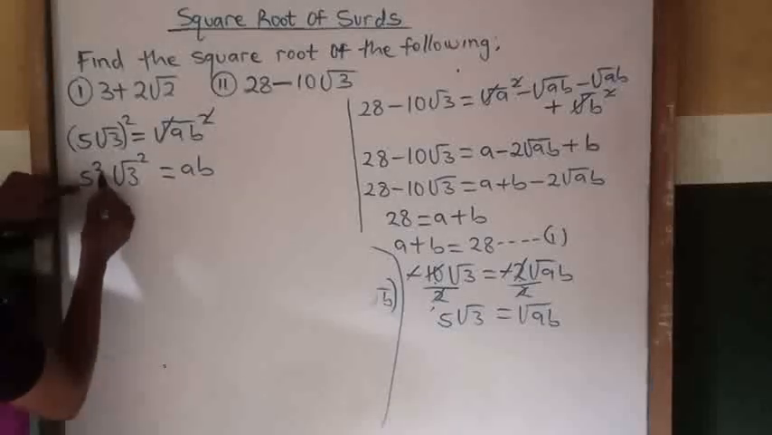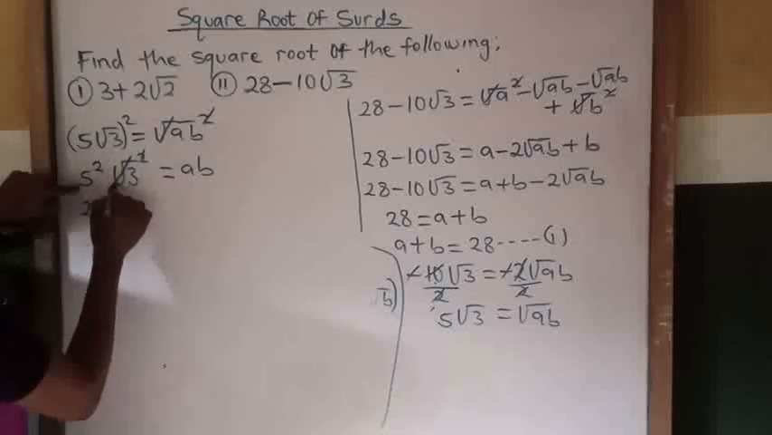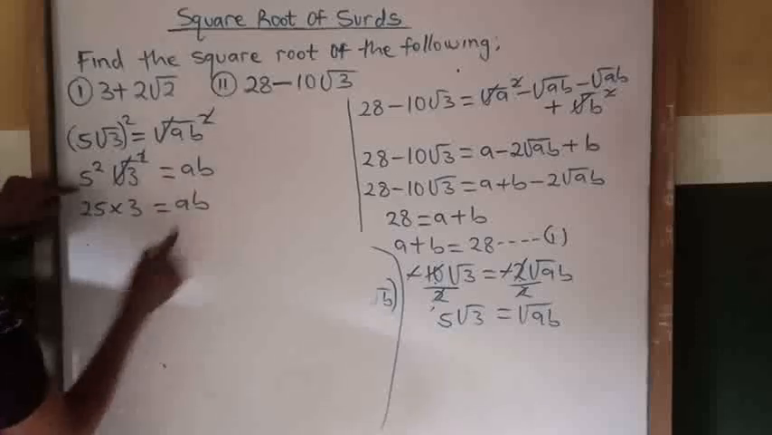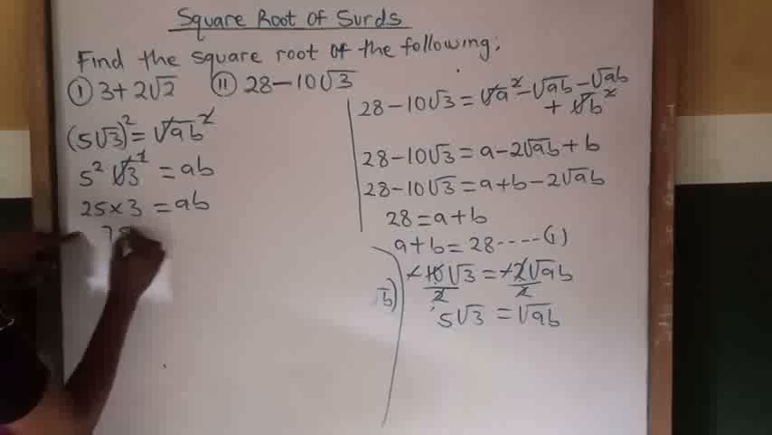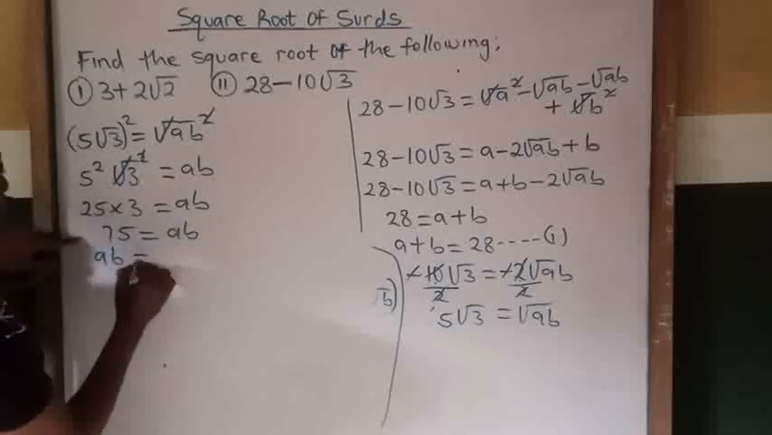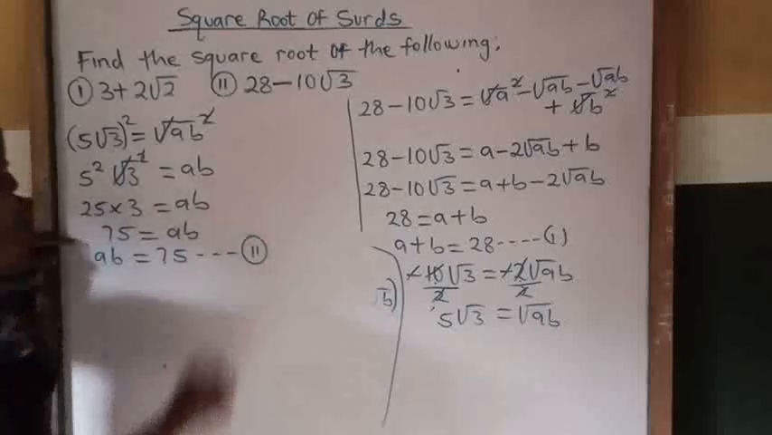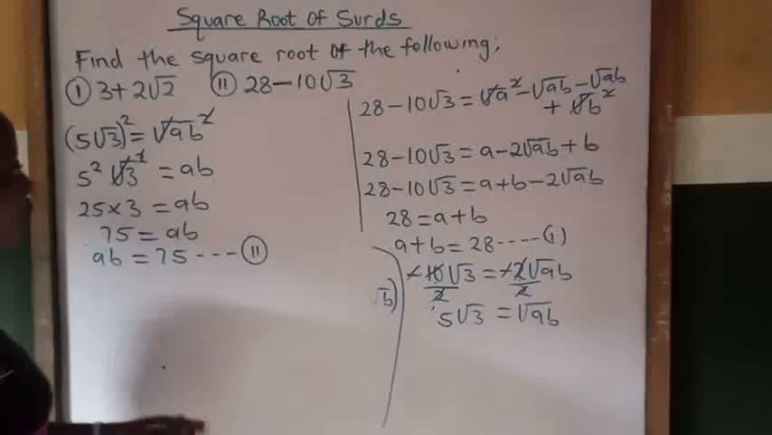5 raised to power 2, that will be 5 times 5 equal to 25. These two we cancel this square root. This one will remain 3 equal to ab. Now 25 times 3 will give us 75 equal to ab. So our ab equal to 75. So we call this one equation 2. So we have simultaneous equations now.